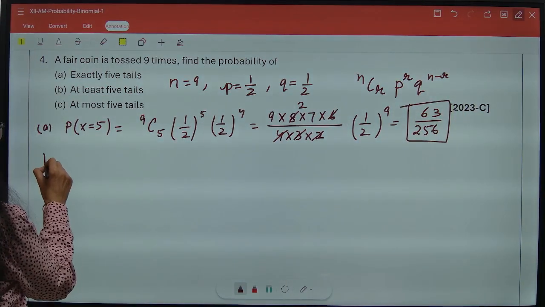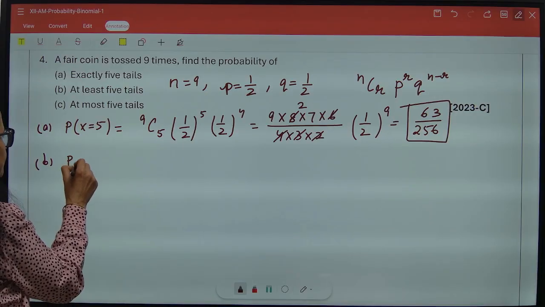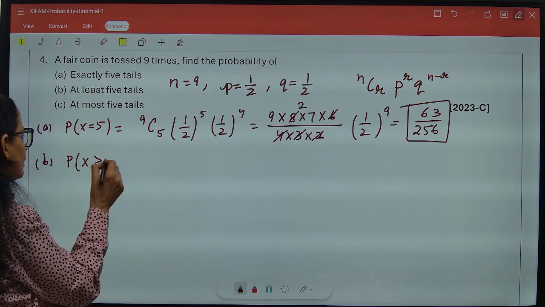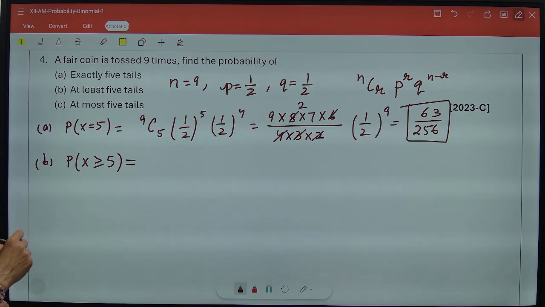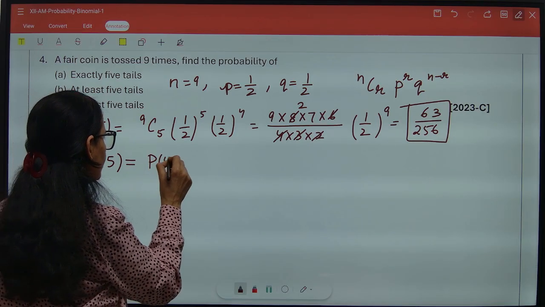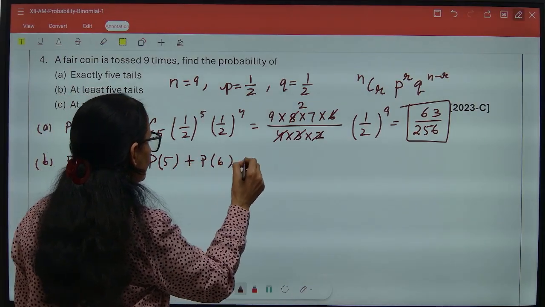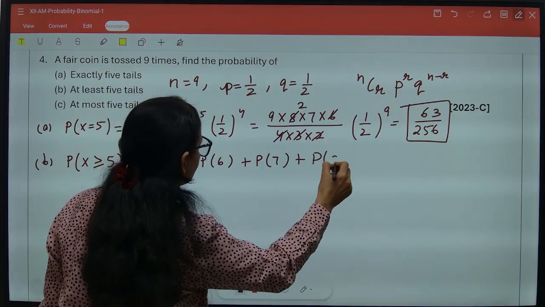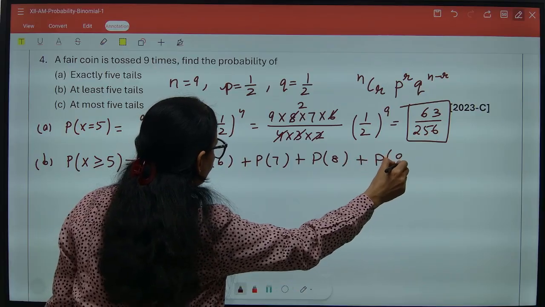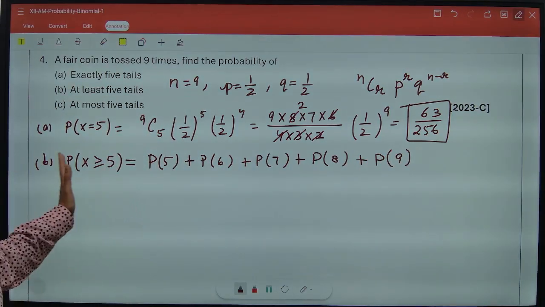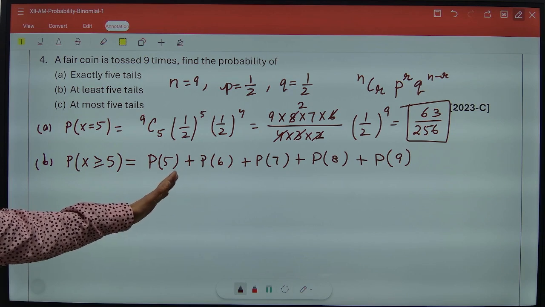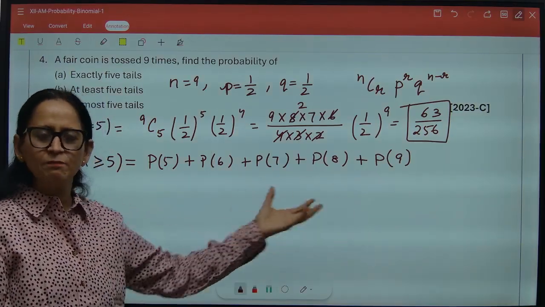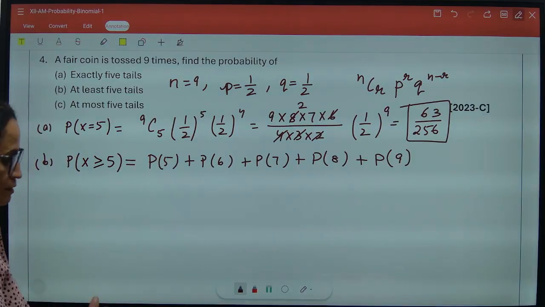Now let's come to part B. Part B is at least 5 tails. That means P(X at least 5), meaning 5 or more than 5, so x is greater than or equal to 5. And how do we find that? It is going to be P5 plus P6 plus P7 plus P8 and then plus P9. Now it's your choice. Either you do it like this, 5, 6, 7, 8, 9, adding all the probabilities, or you can do 1 minus the probability of 1, 2, 3, 4. So you can subtract that from 1 also. You'll get the same answer.